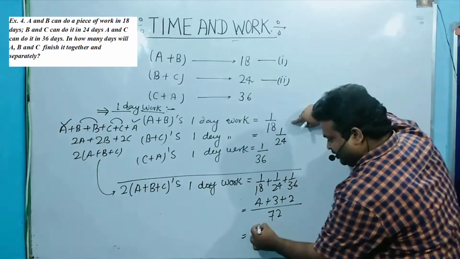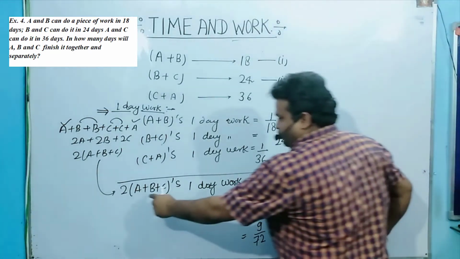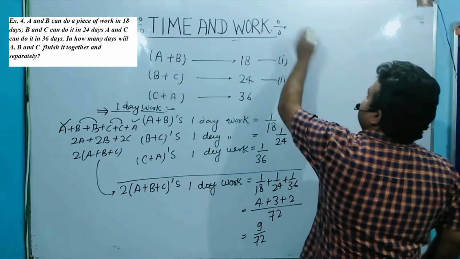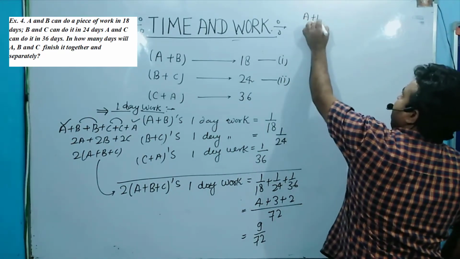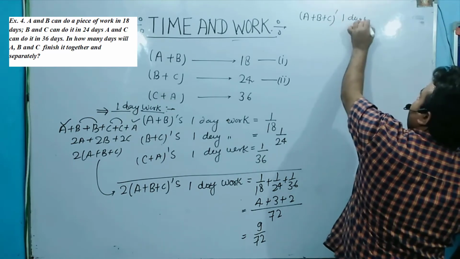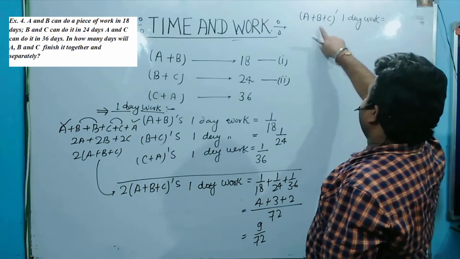4 3 7 plus 2 9 divided by 72. So this is what: 2 multiplied by (A plus B plus C)'s one day work. So what is A plus B plus C's one day work?